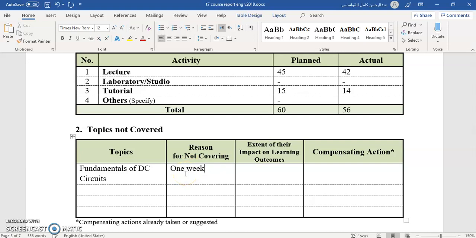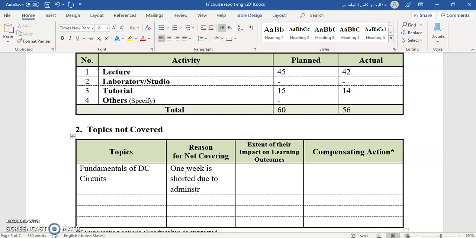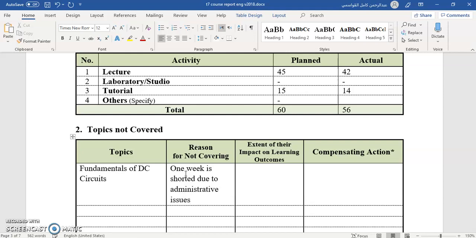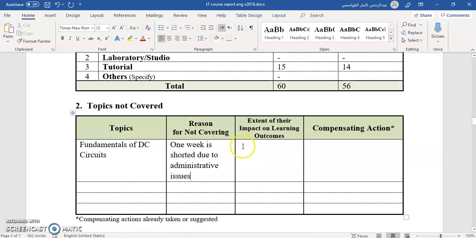One week is shortened due to administrative issues. Maybe. Now, not covering this topic is related to the extent of its impact on learning outcomes.